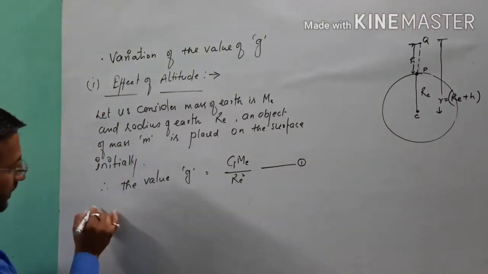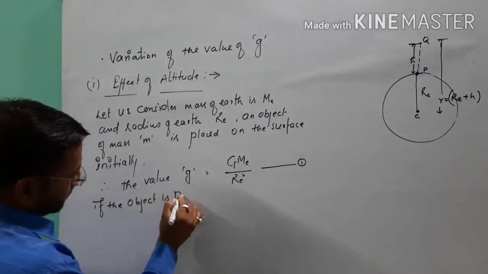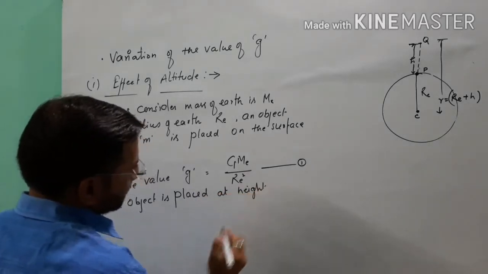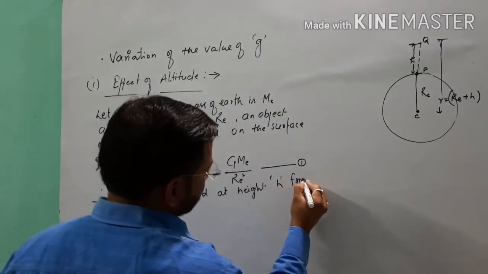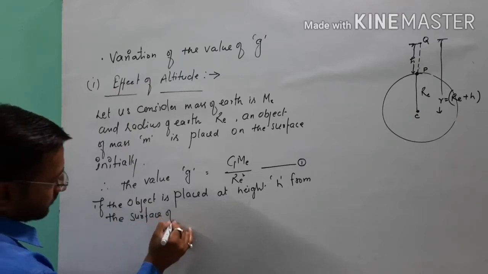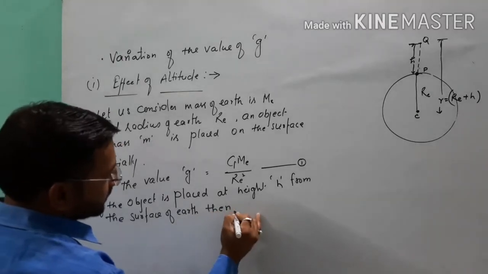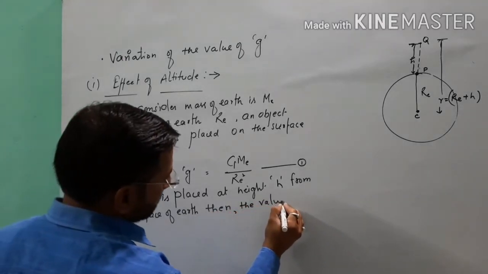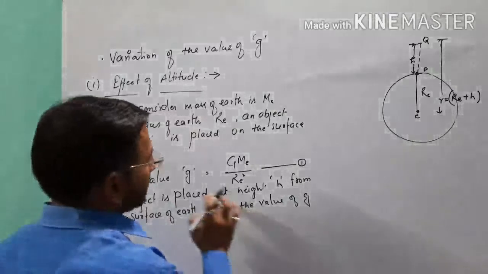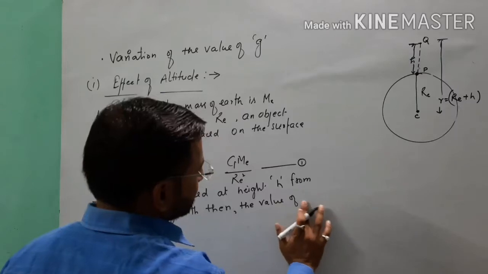Point clear? So if the object is placed at height h from the surface of earth, then the value of g, again the value of g, meaning acceleration due to gravity, is noted by this. Now this value will be changed because of height.